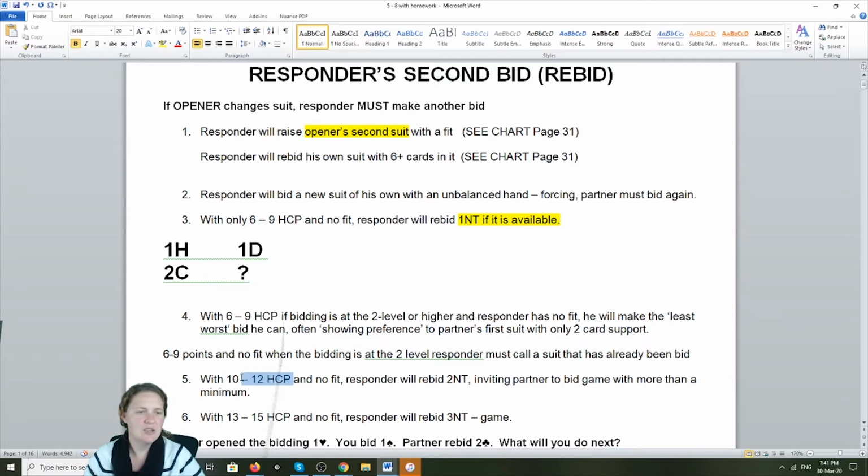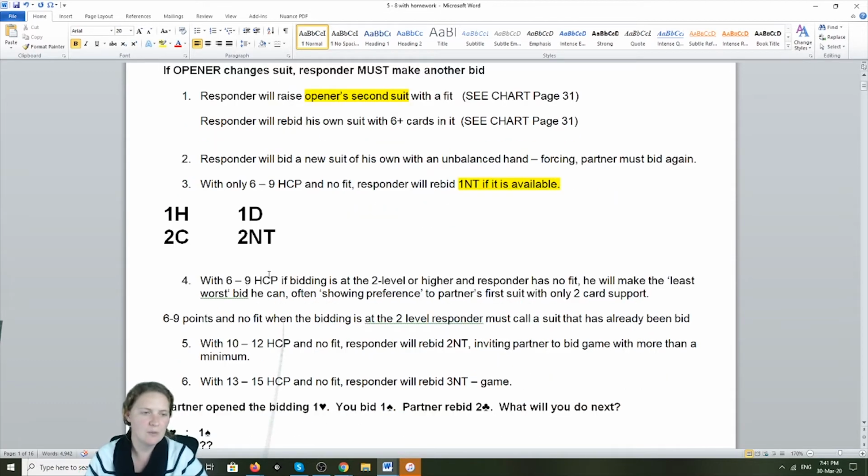The next bit, much nicer territory. It's with 10 to 12 high card points and no fit. Responder's going to bid 2 no trumps. So this is where the 2 no trump comes in. If you want one of these little general rules, pretty much always, whenever responder bids 2 no trumps, it should have 10, 11, or 12 points. And our last one, if instead of 10, 11, or 12, you had 13, 14, or 15 points, or maybe a couple more, you bid 3 no trumps.